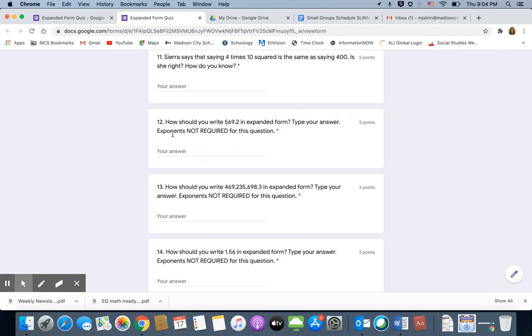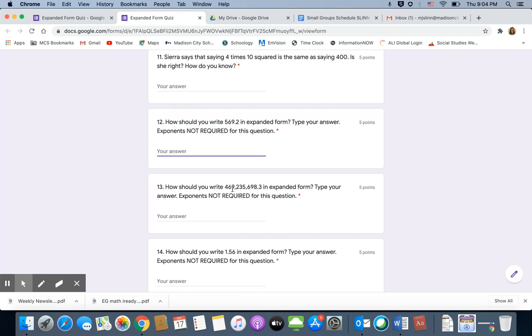Notice I have here, exponents are not required. You can use exponents or you cannot use exponents. I will not take off points if you do not use exponents. If you want to use exponents, my suggestion is type your answer in a Google Doc where you can actually do the exponent notation and then copy and paste your answer into the form. Or do it directly into the form and leave the exponents out. I don't think it's easy to type exponents in a Google form, so that's why I said exponents not required.